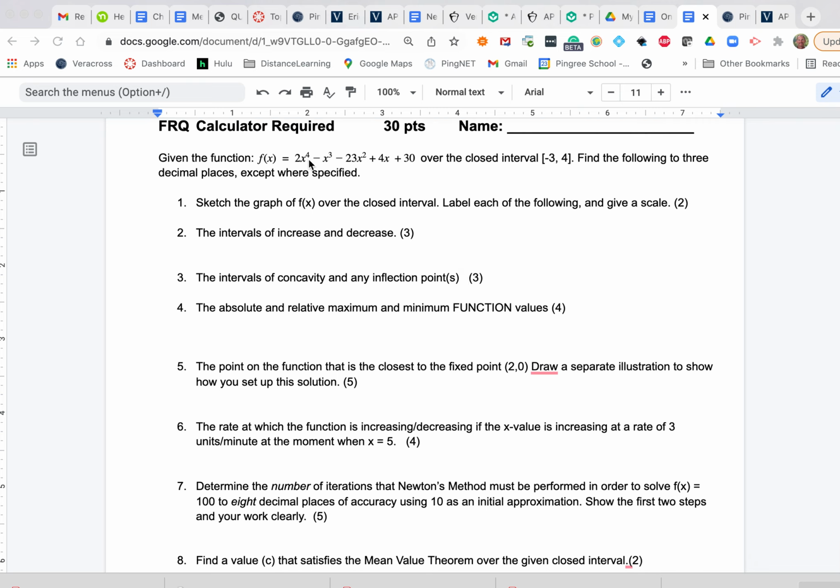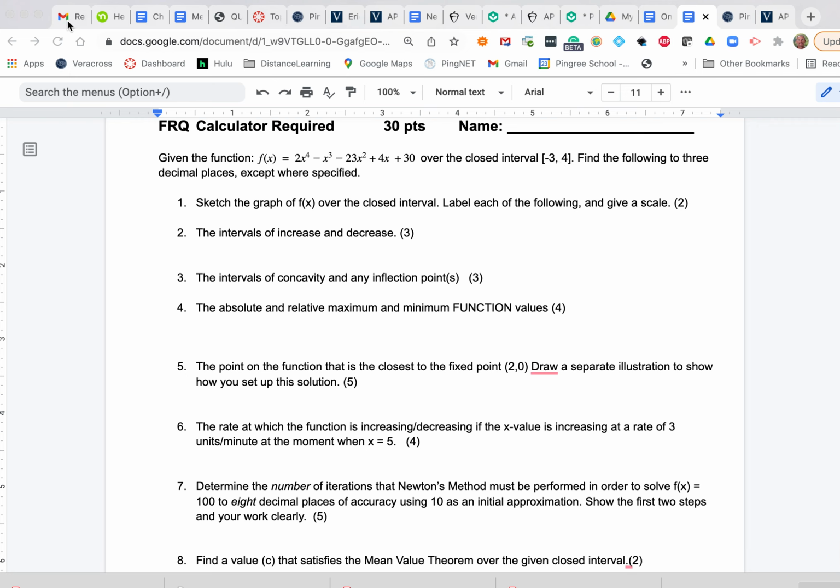This is a fourth degree polynomial. It's positive on the lead coefficient, so we know that its left and right hand behavior is going to both be tending upwards towards positive infinity. It has a closed interval, very important. It's only going from -3 to -4 to +4.